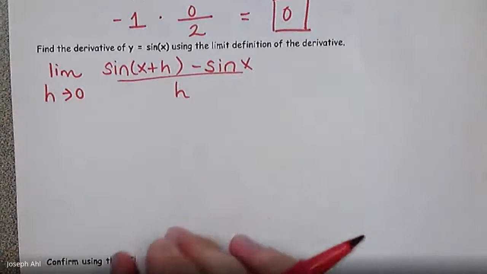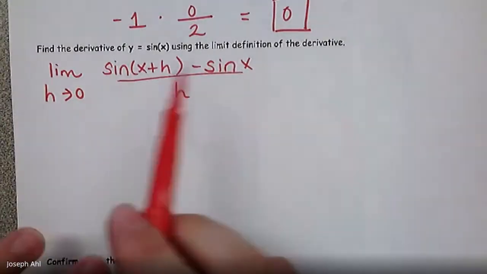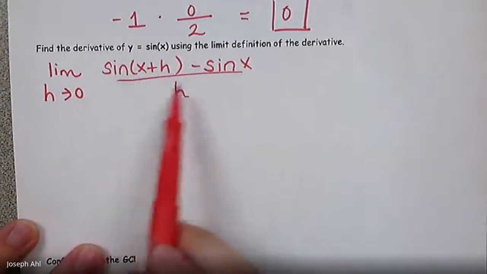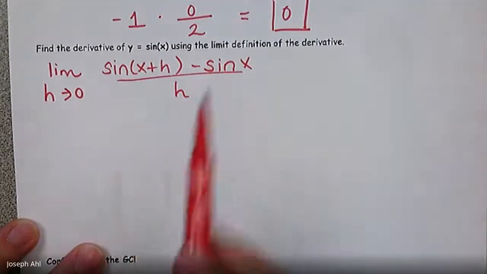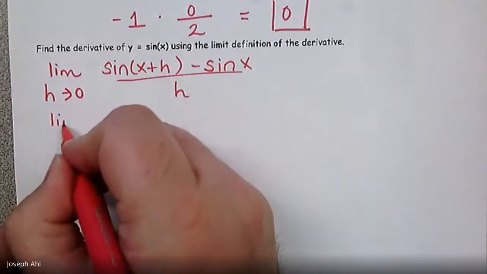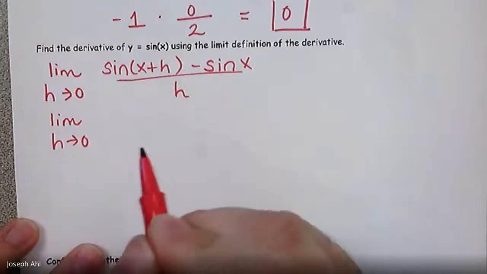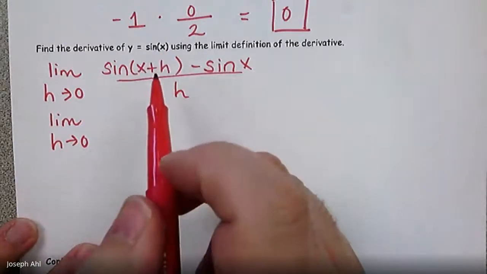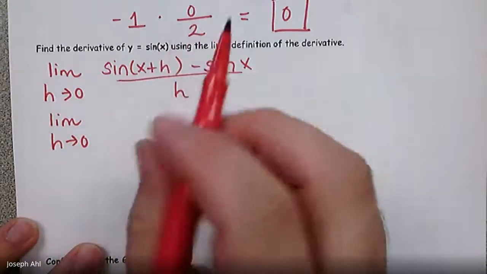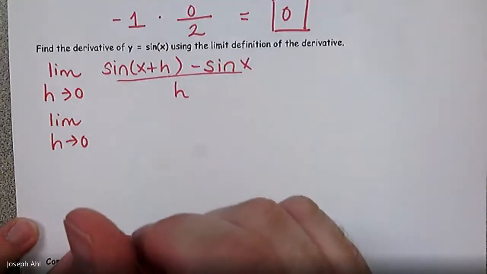Okay. So in order to evaluate this limit, the first thing that we have to do is take sine of x plus h and expand it using the sum identity for sine. So the limit as h goes to 0 of, I always like a good chant here, sine, cosine, cosine, sine. I'm sure you've had a teacher chant that at one point in your life.